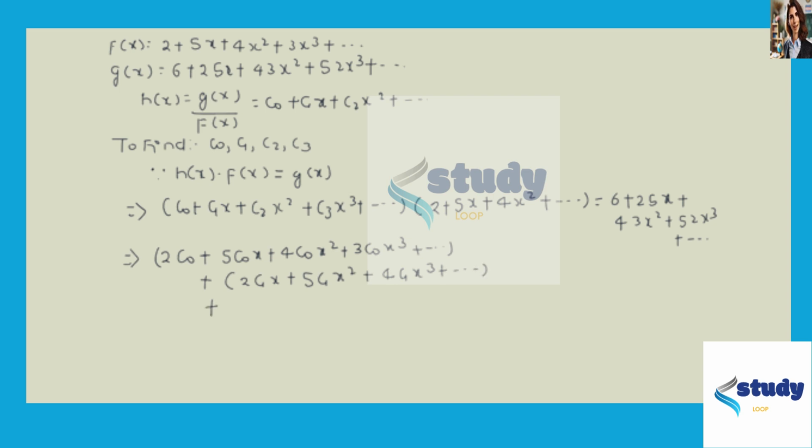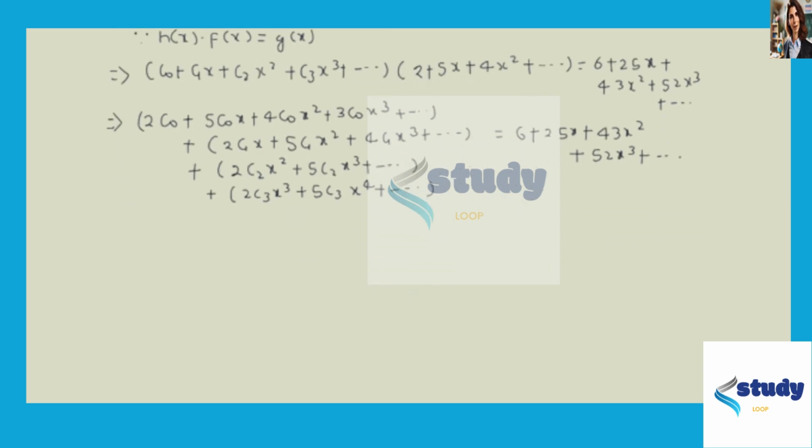Correct. Then I will write the coefficient with c2. So I will get 2c2 x square plus 5c2 x cube and so on. Similarly, I will write with c3 as well. So I will get 2c3 x cube plus 5c3 x raised to 4 and so on. And on the right hand side we have 6 plus 25x plus 43x square plus 52x cube and so on. Correct.